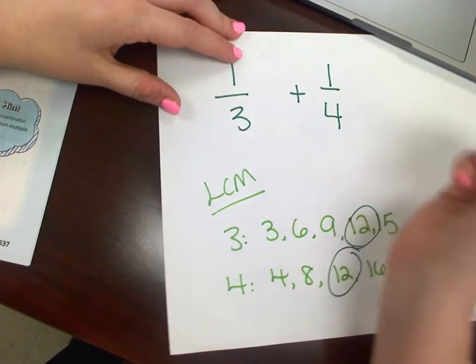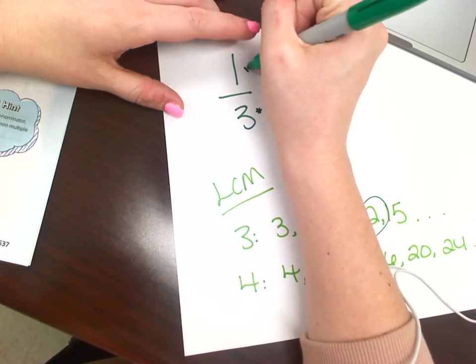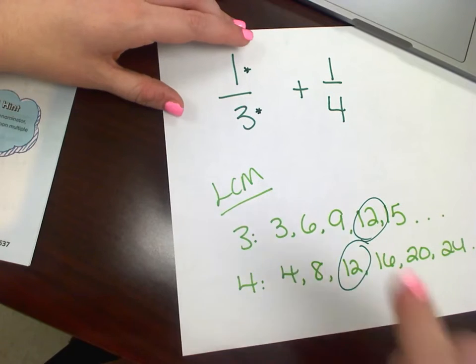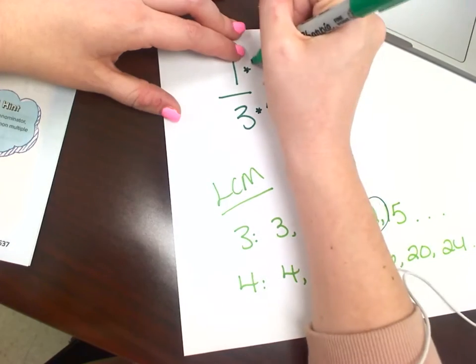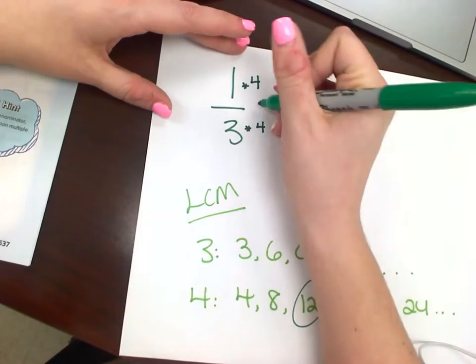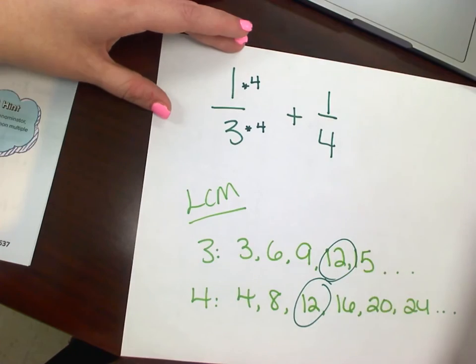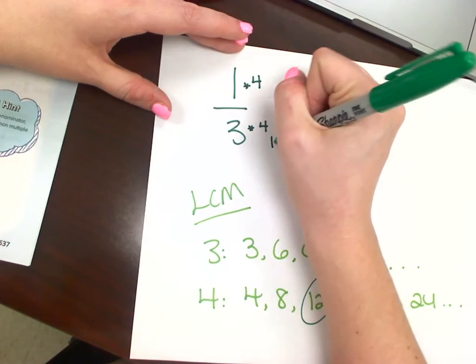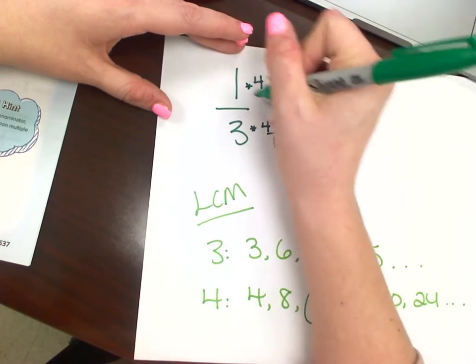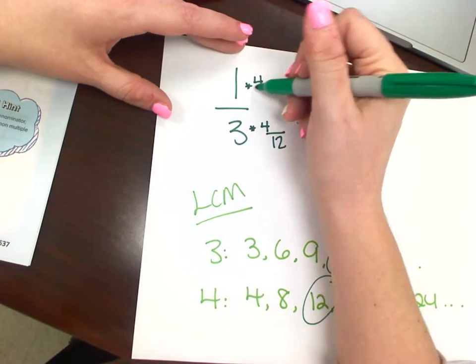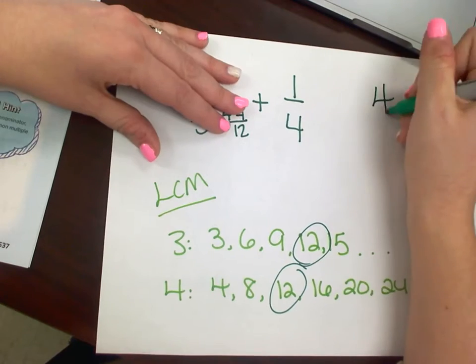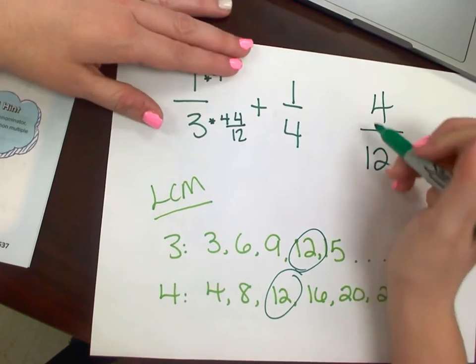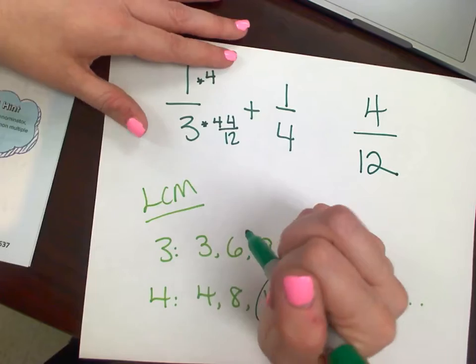How can I do that? By multiplying. What should I multiply 3 by to get 12? 4. When I multiply 3 times 4, I get 12. And my numerator has to be multiplied by 4 as well, and I get 1 times 4 is 4. So my new fraction is 4/12. Okay, 4/12 is equivalent to 1/3.